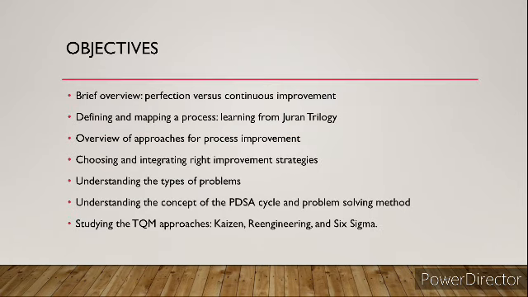The objectives of this topic are: a brief overview of perfection versus continuous improvement, defining and mapping a process, learning from the Juran trilogy, an overview of approaches for process improvement, choosing and integrating the right improvement strategies, understanding the types of problems, understanding the concept of the PDSA cycle and problem-solving method, and studying the TQM approaches, Kaizen, reengineering, and Six Sigma.